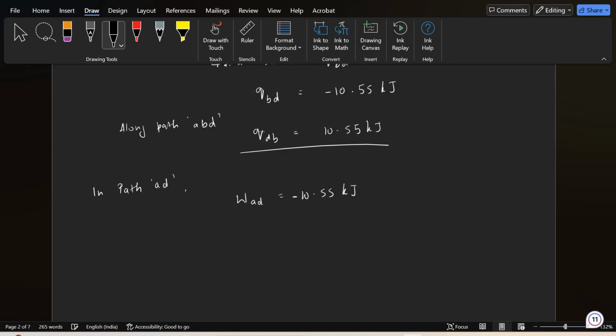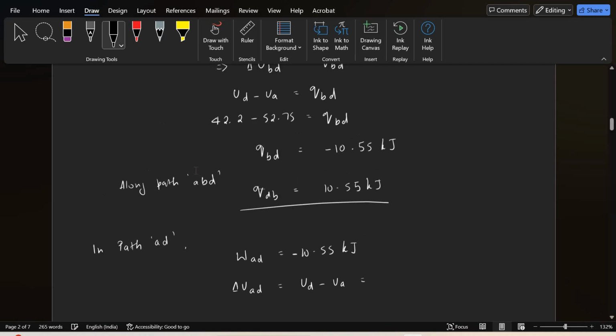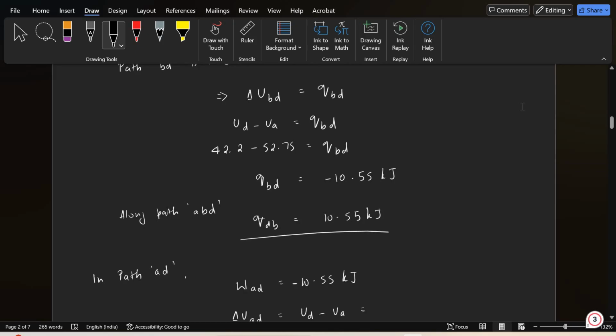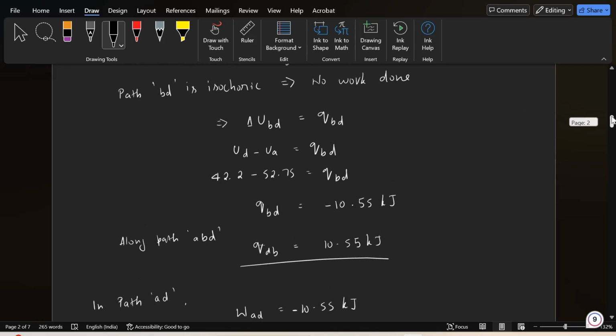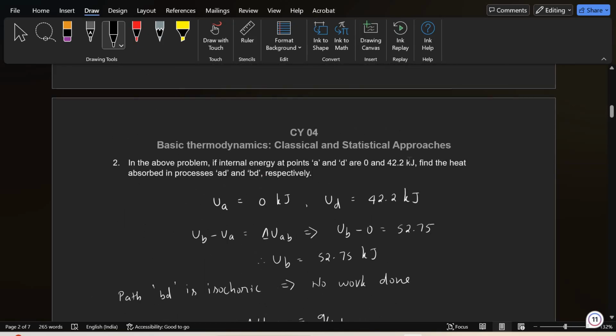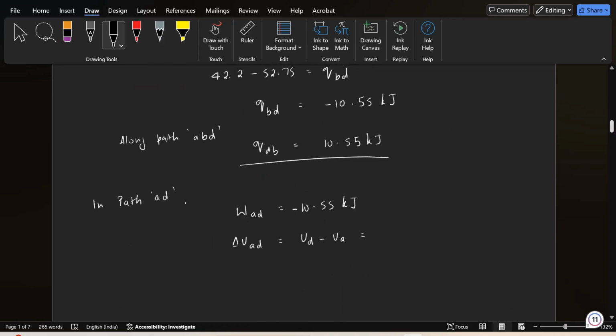Okay. So now delta U AD is UD minus UA. UD is what? What is the value that they have given? They have given 42.2 kilojoules for D. Correct. So that is 42.2 minus 0. So therefore delta U AD is equal to 42.2 kilojoules.